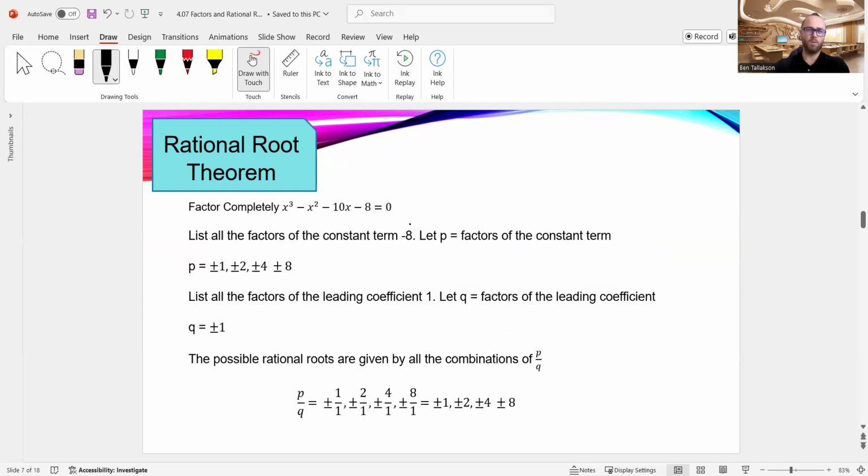So let's make this make more sense and put it all together in an actual example. They want you to factor this polynomial completely.